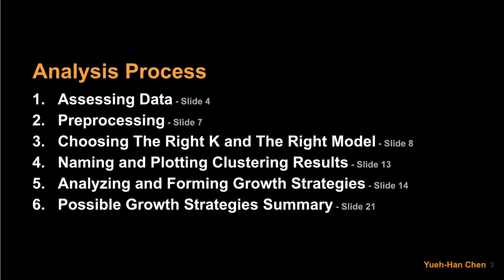There are 6 steps in this analysis process. The first step is I assess the data. In the second step, I pre-process the data. In the third step, I choose the right K and the right clustering model. In the fourth step, I name and plot the clustering results. In the fifth step, I analyze and form growth strategies for each group. In the last step, I summarize all the possible growth strategies.